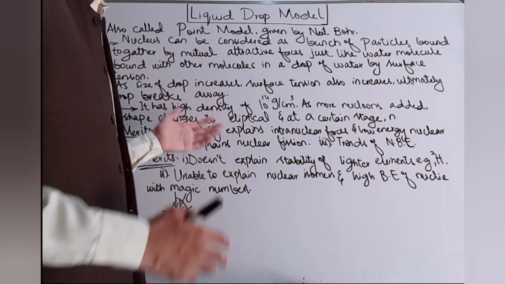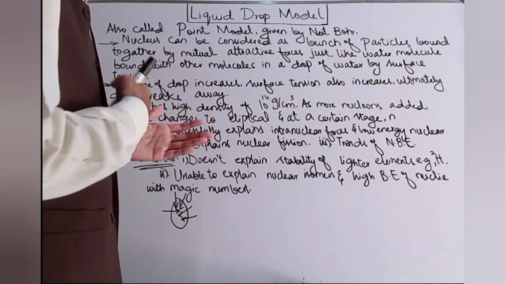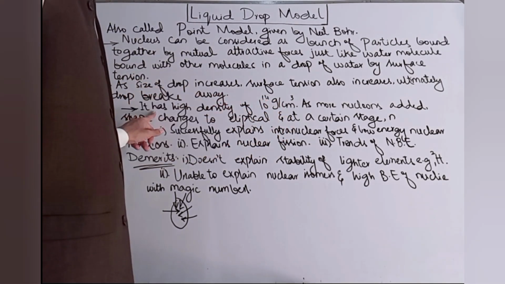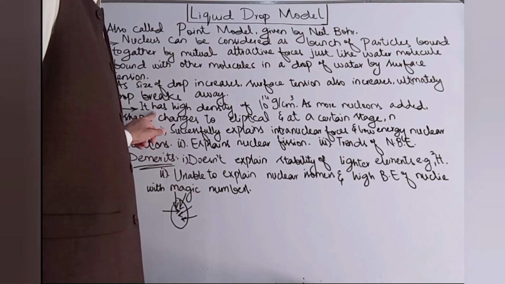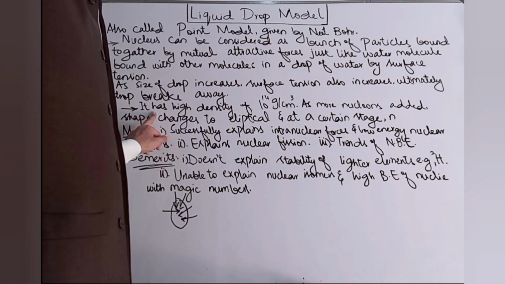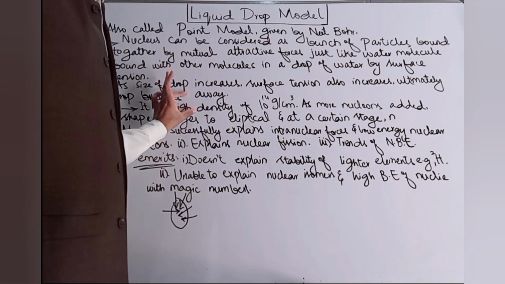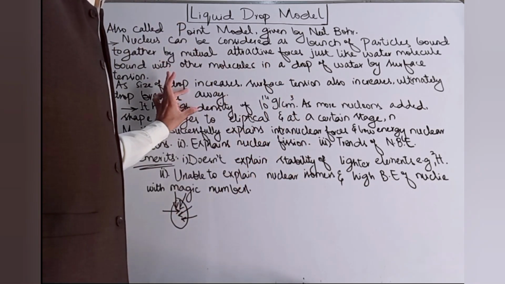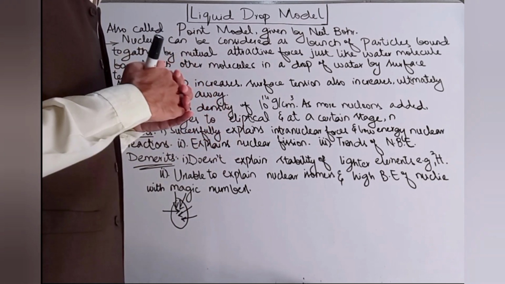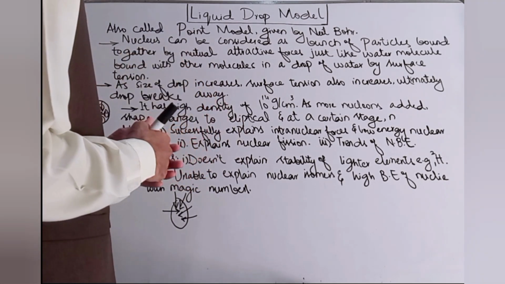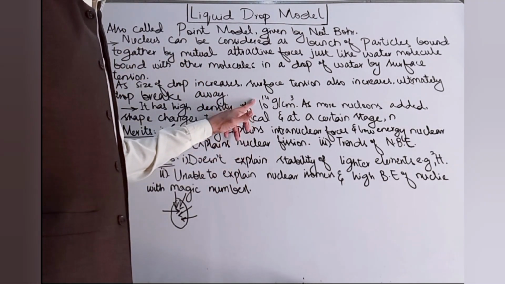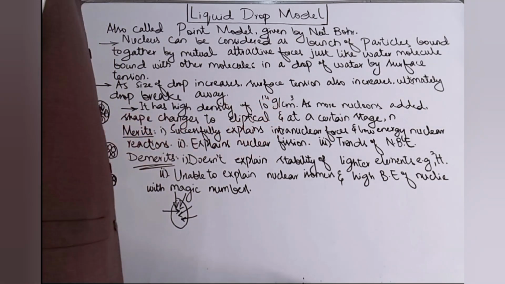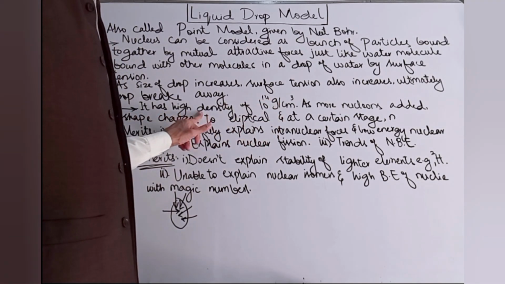So in the same way as a water drop breaks away from the point from where it is growing, the nucleus has a high density of 10^14 gram per cubic centimeter. The cohesive forces existing within the nuclei are very strong, and because of these very strong nuclear forces, the density of the nucleus is very high, of the order of 10^14 gram per cubic centimeter. As more nucleons are added, the shape changes to elliptical.